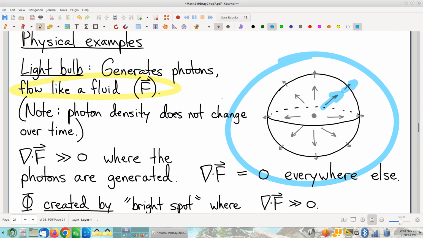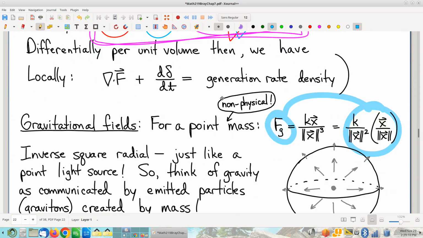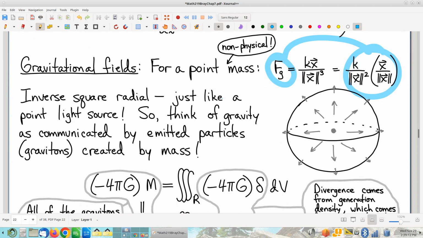Obviously, photons flow outward. Gravity pulls inward, right? So there's a different direction. That's just a minus sign, though. There's also different units, and so there's different constants. So sure, but other than the constants, in other words, structurally, the important things about the structure of the flow of fluids out of a light bulb versus gravity, structurally identical.